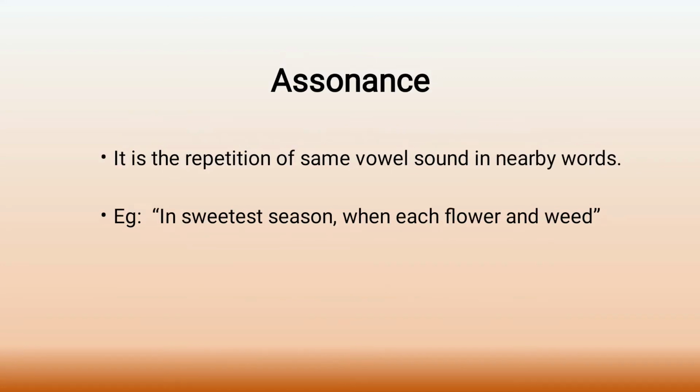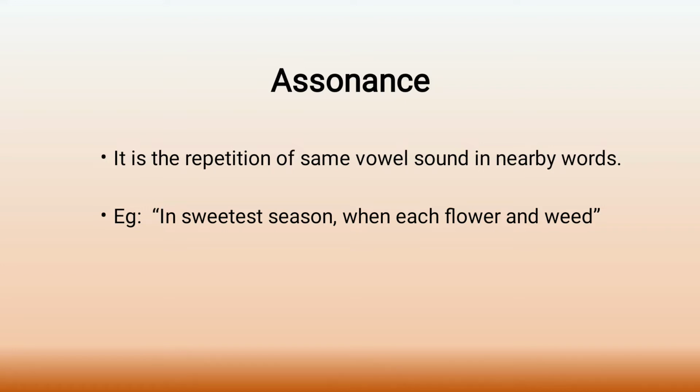Then comes assonance. It is the repetition of the same vowel sound in nearby words. The other one was a consonant sound, and it should come at the beginning of a word, but here we don't have any condition like that. It need not happen at the beginning. Let's see the example: "In sweetest season, when each flower and weed." Here we have sweetest, season, each, weed. The e sound is a vowel sound repeated four times in the same line. It's a repetition of the vowel sound in nearby words.